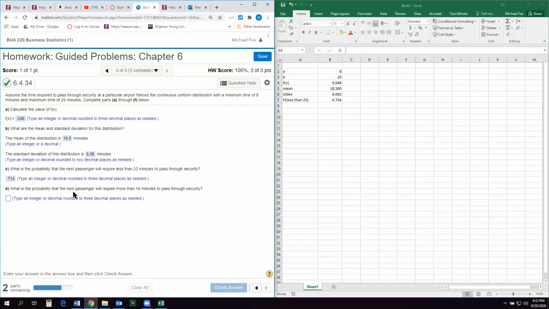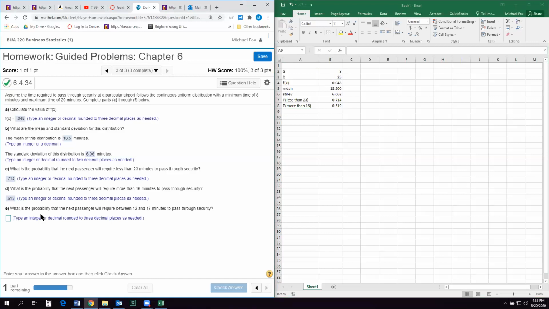So what's the probability that the next passenger will require more than 16 minutes? So if I say the probability more than 16, I'm going to say on the top, this is the high end, 29 minus 16. In other words, the distance between the high end of the distribution at 29 and x, which is 16, divided by the whole distribution, which is 29 minus 8. So the probability of more than 16 is 0.619.